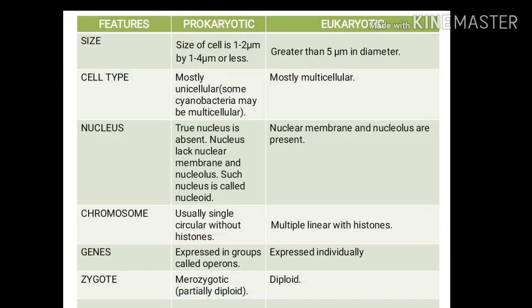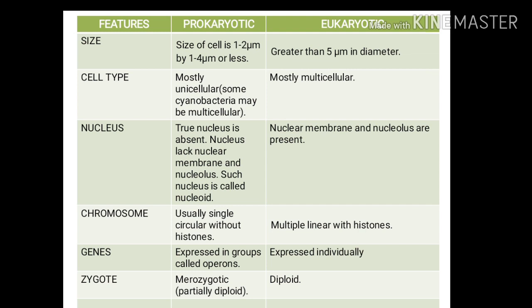Now we are going to differentiate the prokaryotic cell from the eukaryotic cell through the following features. For the size, the prokaryotic cell is 1 to 2 micrometers by 1 to 4 micrometers or less, while the eukaryotic cell is greater than 5 micrometers in diameter. For the cell type, the prokaryotic cell is mostly unicellular, but there are also cyanobacteria that are multicellular. But the eukaryotic cell is mostly multicellular.